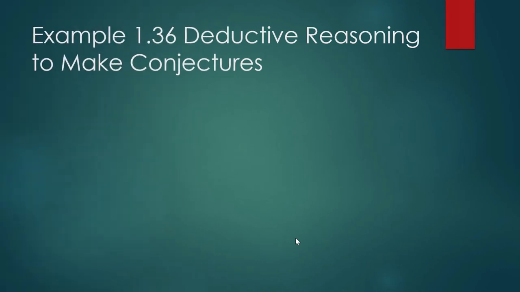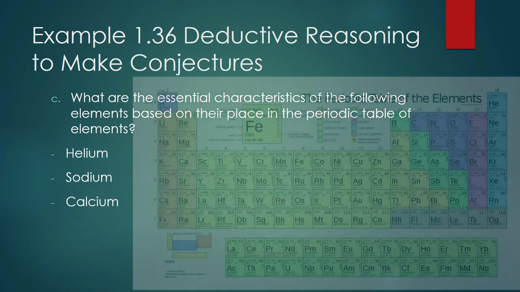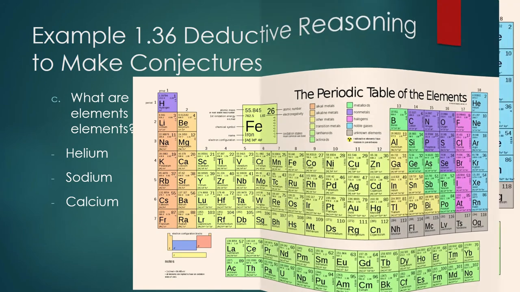So let us demonstrate deductive reasoning in science, subjects such as chemistry, for example. Example 1.36, deductive reasoning to make conjectures. What are the essential characteristics of the following elements based on their place or places in the periodic table of elements? Helium, sodium, calcium. The periodic table of elements was introduced to you way back in grade 7. So let us look into helium.